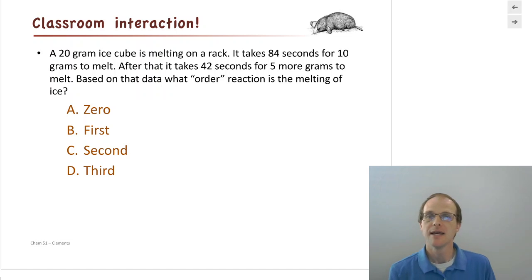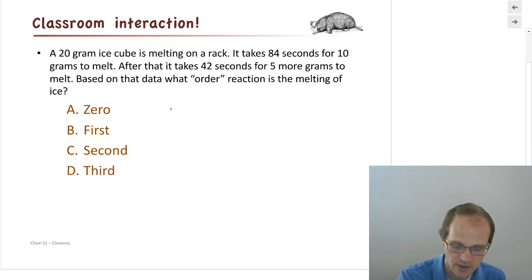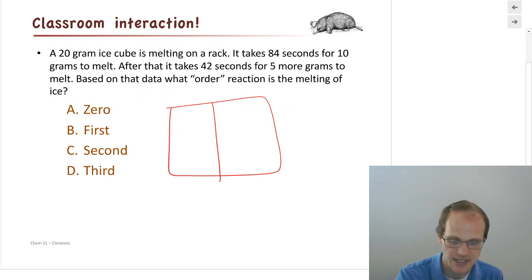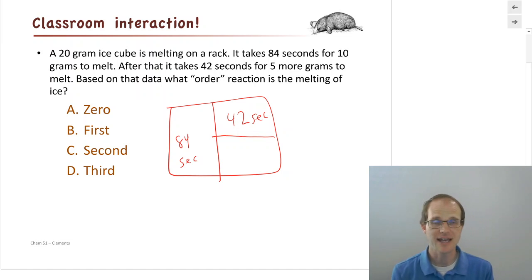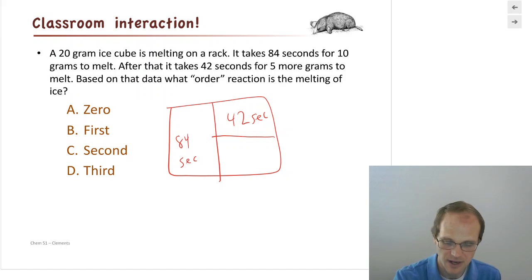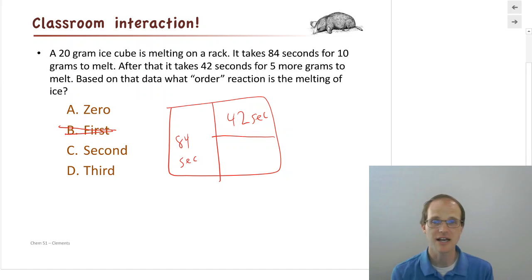Okay, what do you come up with? Well, let's see. We've got 20 grams. Right? That first 10 grams melted in 84 seconds. The second melted in 42 seconds. And when I look at that, I say, hey, I've got 2 half-lives that are not the same. So I'm going to cross off first order because I know that my half-lives are not the same, whereas half-lives in first order would be 84 seconds for the first half, 84 seconds for the second half.